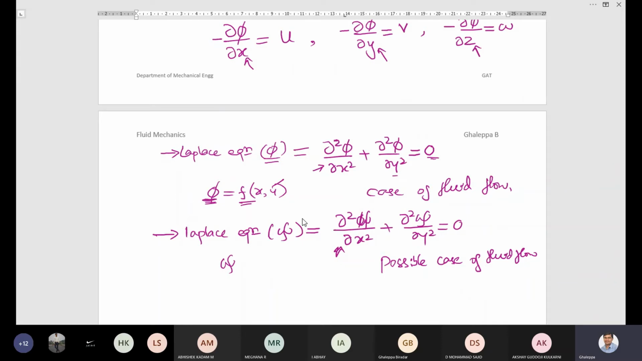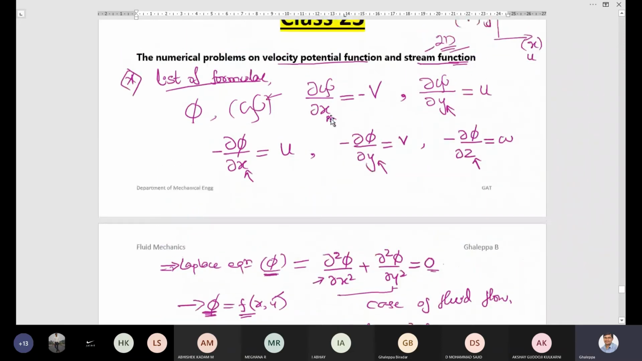Dear friends, here I have considered only two directions. Here also only two-dimensional flow is considered. But in advanced courses, you may be asked for three directions also. So one more term will be added in the Laplace equation: plus dou square phi upon dou z square. It depends upon the type of function given in the question paper. But for the Laplace equation for stream function, it is only two-dimensional, not three-dimensional flow. So these are the formulas required for solving the numericals on velocity potential function and stream function.